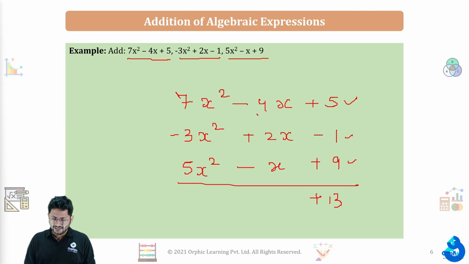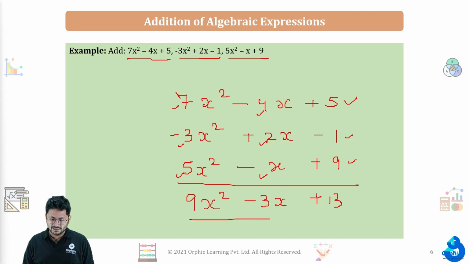Then −4 + 2 − 1, which is equal to −3x. Then 7 − 3 + 5. 7 minus 3 is equal to 4, plus 5 is equal to 9x². This is how we are going to do the addition of algebraic expressions.